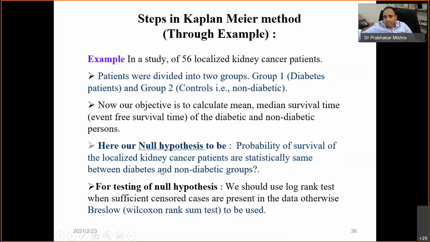So that is the null hypothesis. What will be the alternative hypothesis? The alternative hypothesis is that there is a significant difference in survival time between diabetic and non-diabetic persons. In the alternative hypothesis there is a significant difference, but in the null there is no significant difference between diabetic and non-diabetic persons, because this example is diabetic versus non-diabetic.